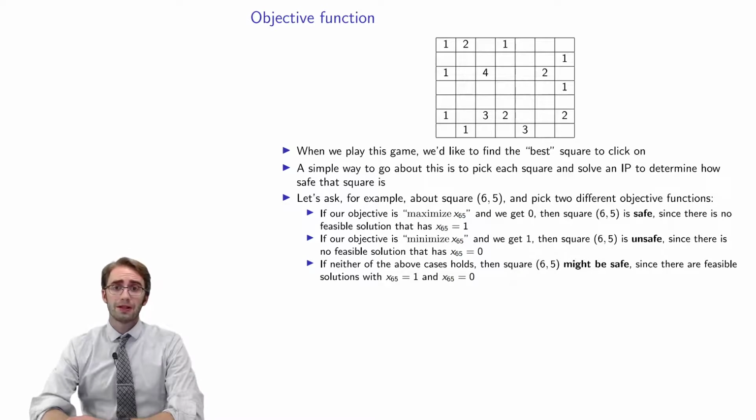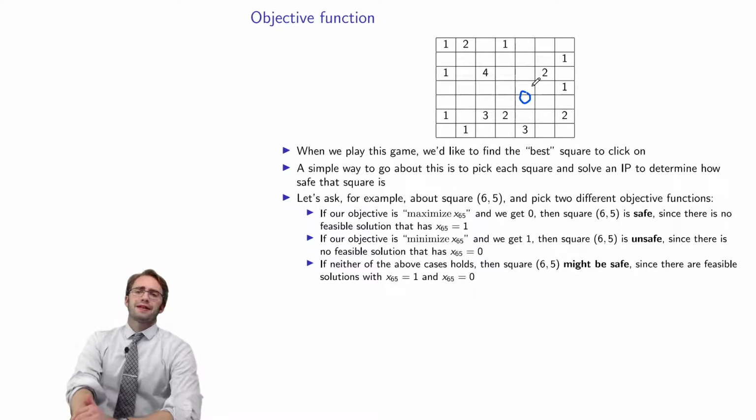One way to do it would be the following. Let's take every square and solve an integer program associated with that square. So let's ask this. Let's take square 6,5, and we'll pick 2 different objective functions. So 6,5, that's the 6th row down, and then 5 columns over, 1, 2, 3, 4, 5. That's this one over here.